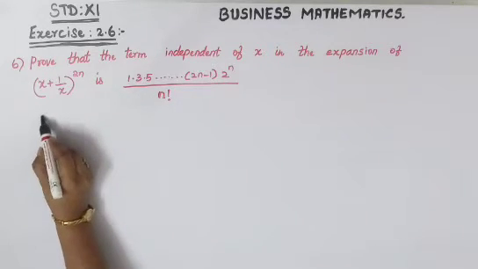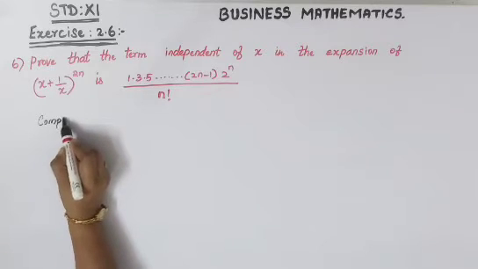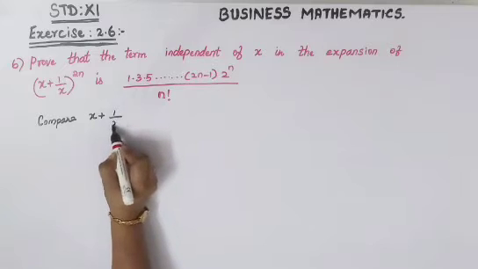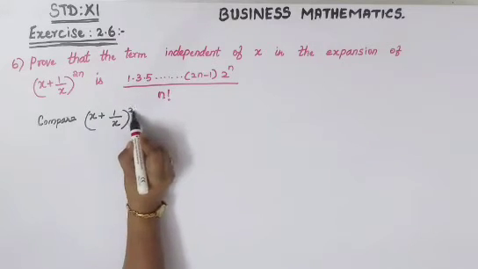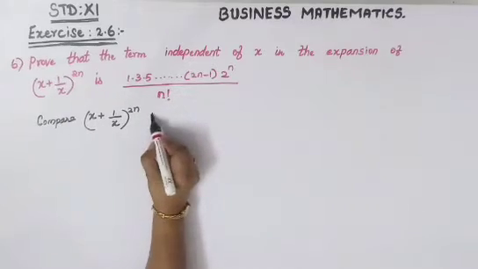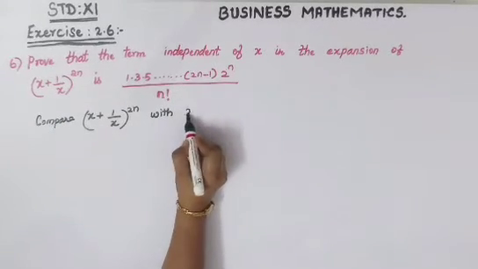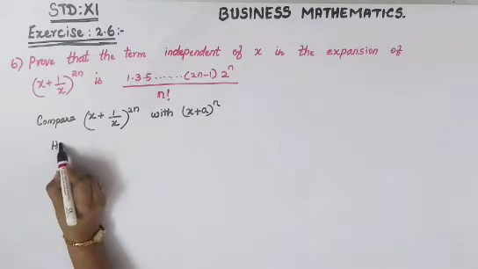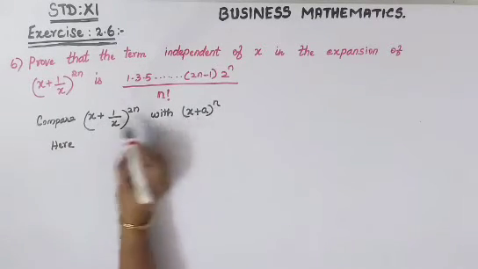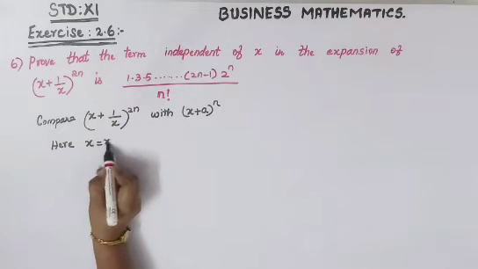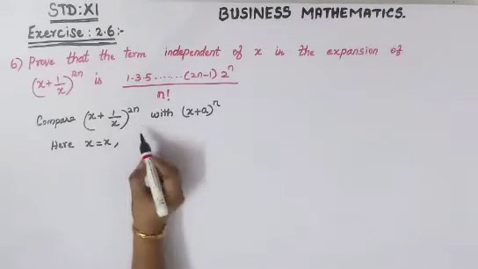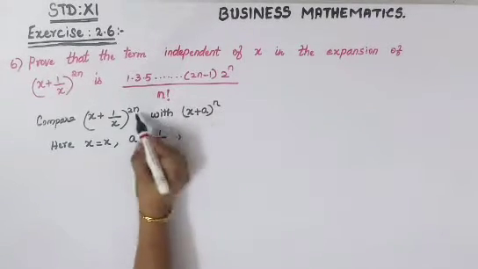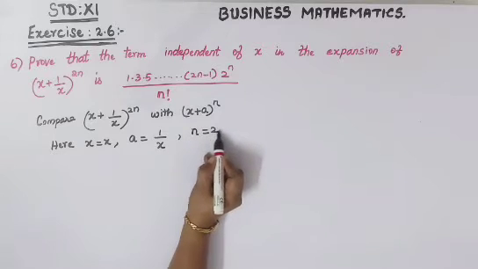Okay, so compare (x + 1/x)^(2n), that is your question what is given here, with (x + a)^n. So here in the place of x we have got x only, so x is equal to x. In the place of a we have got 1 by x, so a is equal to 1 by x. And in the place of n we have got 2n, so n is equal to 2n.